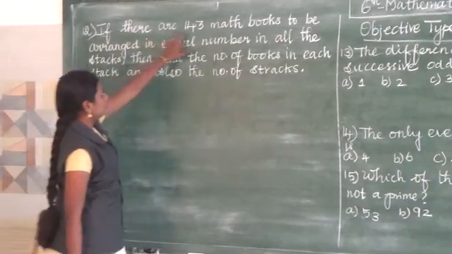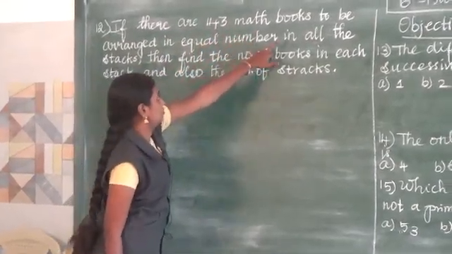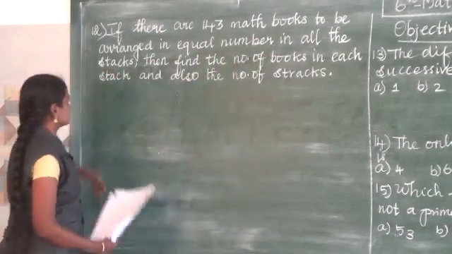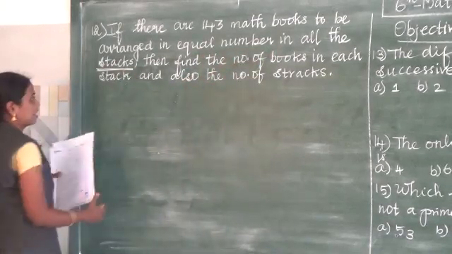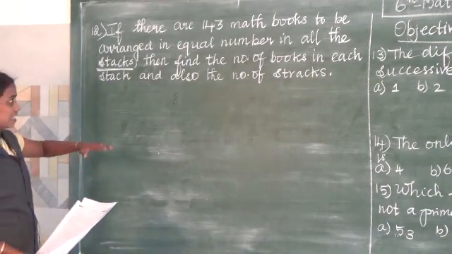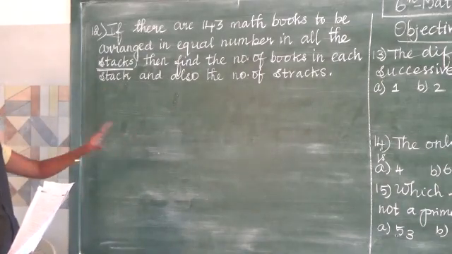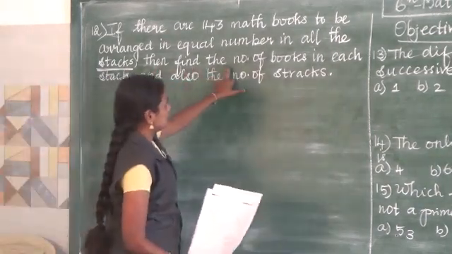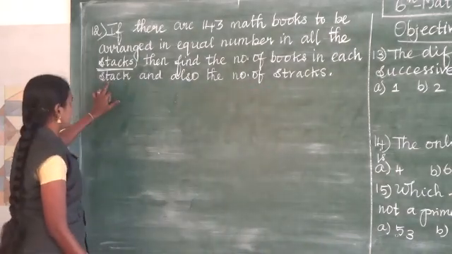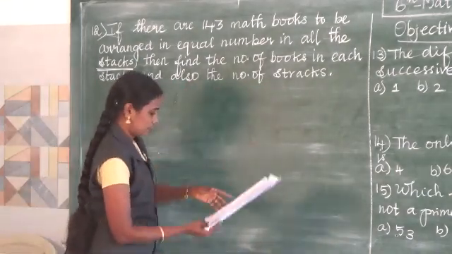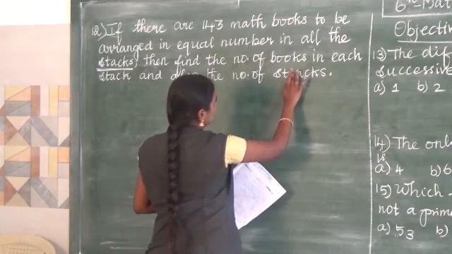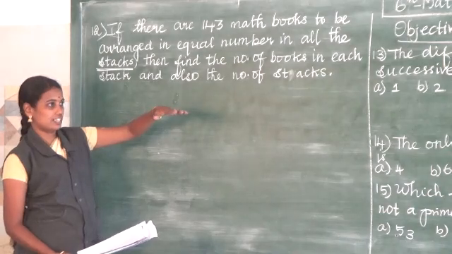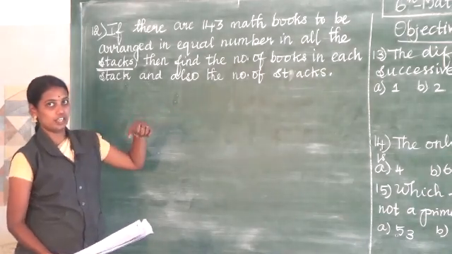If there are 143 marked books to be arranged in equal numbers in all the stacks, which means arranged row wise or column wise, arranging one by one, that is stacks. Then find the number of books in each stack and also the number of stacks.